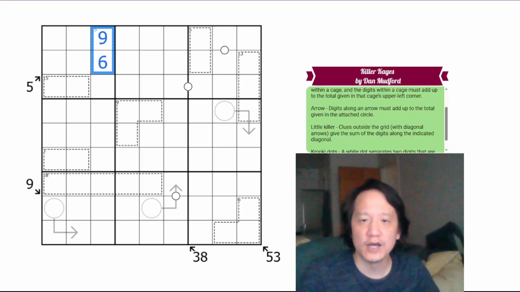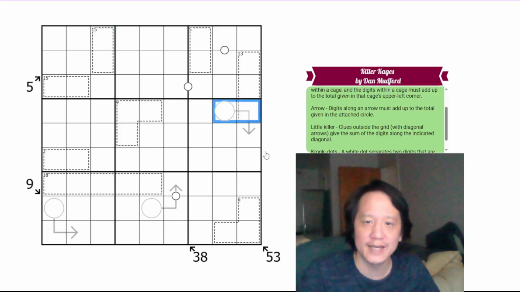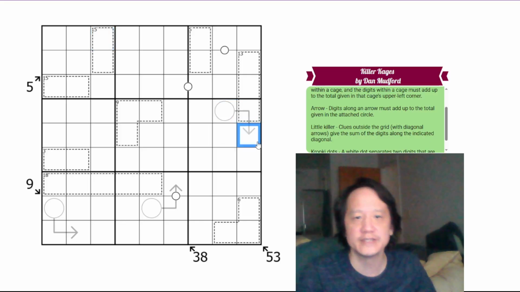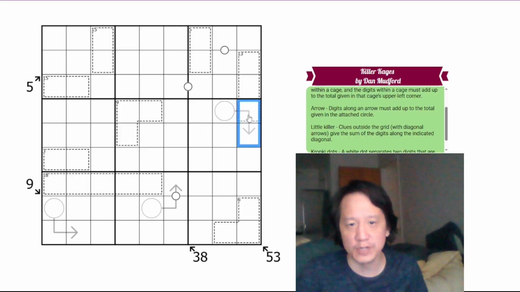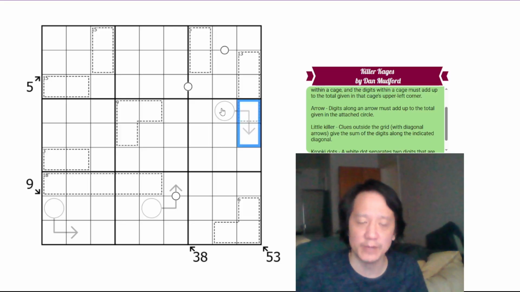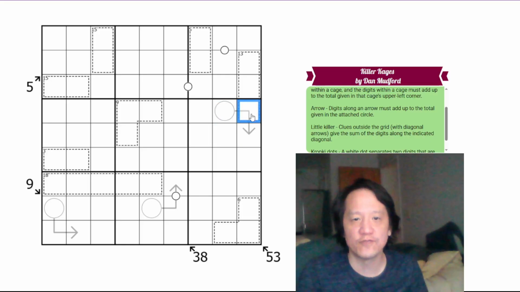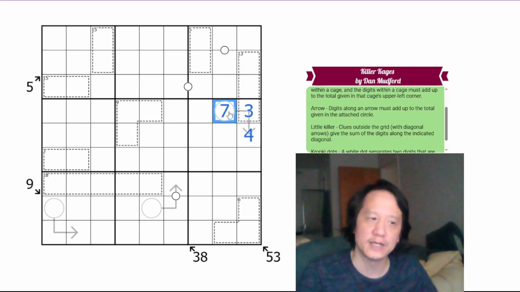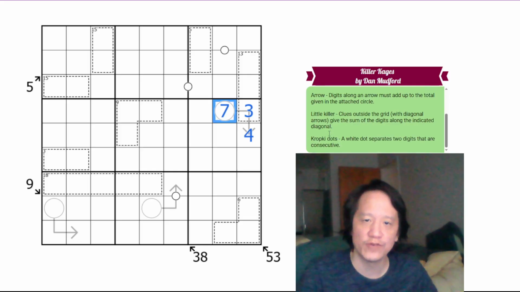We also have an arrow, where digits along an arrow must add up to the total given in the attached circle. So, for example, these two digits must sum up to the same digit as this cell. If this were, say, 3 and 4, this would have to be a 7 because these two digits here must add up to what's in the circle. And that's an example of how arrows work.